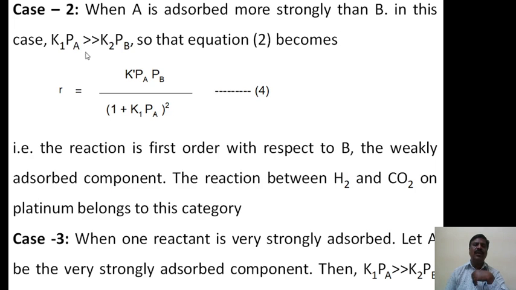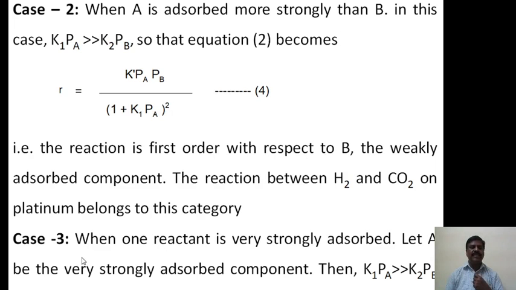Now case 2, when A is adsorbed more strongly than B. In this case, K1 PA is much greater than K2 PB, so that equation 2 becomes R is equal to K prime PA PB divided by 1 plus K1 PA whole squared. This is called equation number 4. That is, the reaction is first order with respect to B, the weakly adsorbed component. The reaction between hydrogen and carbon dioxide on platinum belongs to this category. After simplifying we get that it is first order with respect to B.